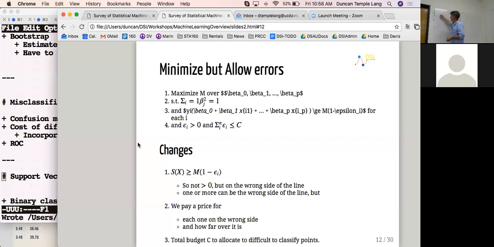I truly was a one, and I predicted one. We win, okay? Here, I truly was a minus one. I got minus one, I won. These off-diagonal terms of this matrix are how we actually diagnose things.